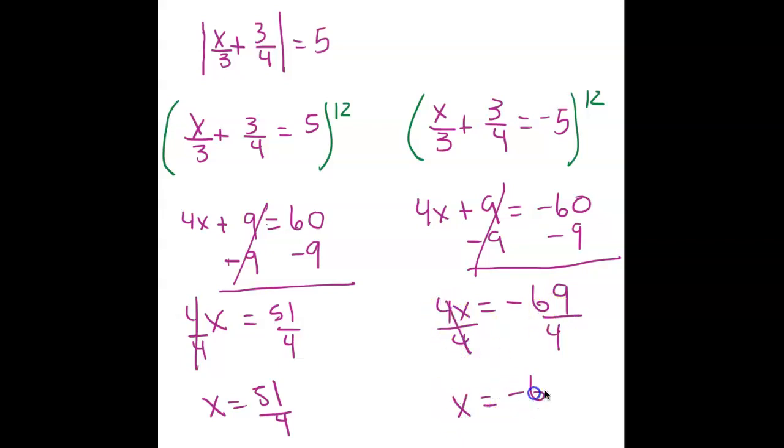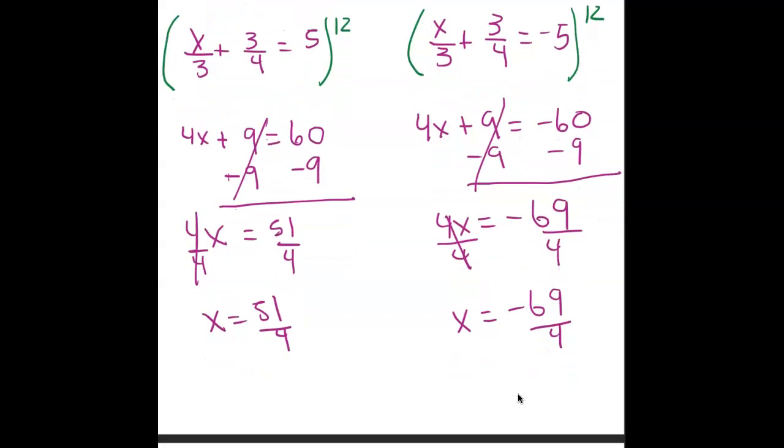So then that's negative 69 over 4. Okay, and again, we're supposed to write our solution set from smallest to largest. Okay, we put our brackets, and that's it. That's our solution set.